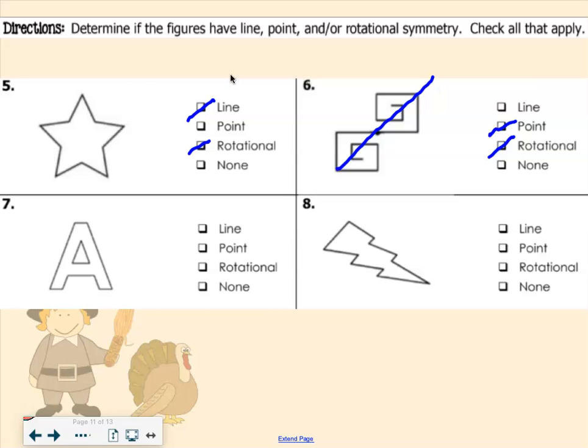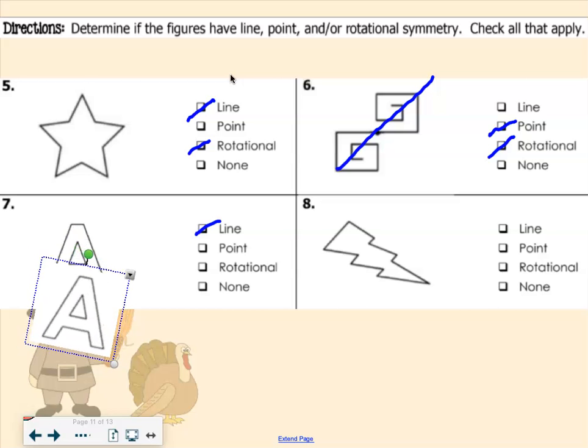What'd you guys get for 7? Line, yes. I agree. Point? No. Rotational? No. Just line. Wait, now what's rotational? If you can flip it less than 360. So can I rotate this at any degrees where I'll end up with the same picture? No. Okay, we're good.